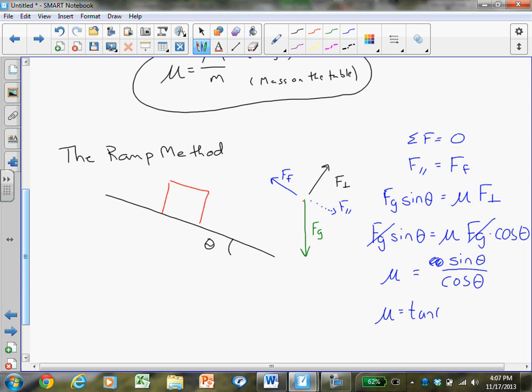And so we have this other equation. If you lift a ramp up and you get the block to just start to move, where F parallel equals the friction force, mu is equal to tan theta. You can do that by slowly raising the board until the block just begins to move, measuring the angle and getting the coefficient of friction. Okay.